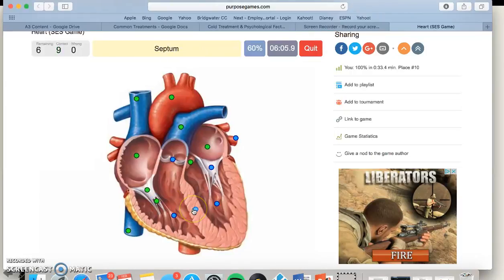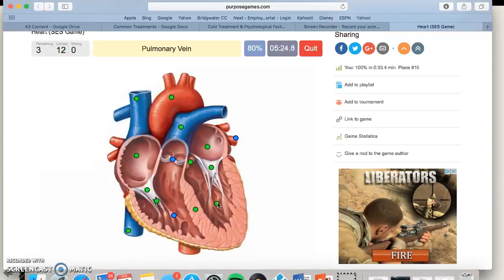The septum is here in the middle. The septum acts as a barrier between the two sides of the heart. It stops the right side of the heart, which contains deoxygenated blood, mixing with the left side of the heart that contains oxygenated blood. The bicuspid valve is opposite to the tricuspid valve, and this prevents the backflow of blood into the left atrium. The left ventricle, which is just here, this collects oxygenated blood from the left atrium and contracts to push blood through the aortic valve up the aorta.